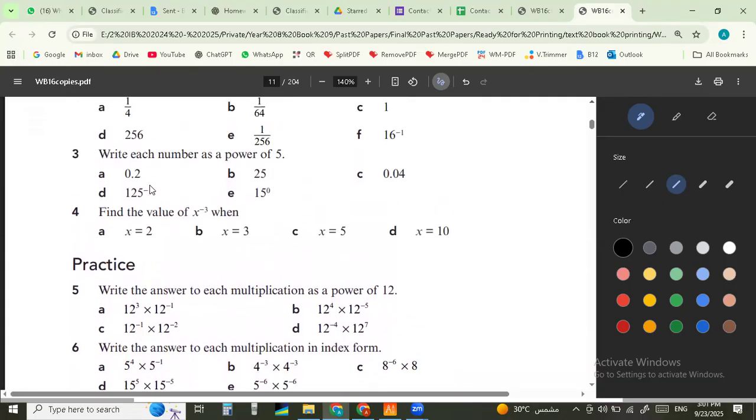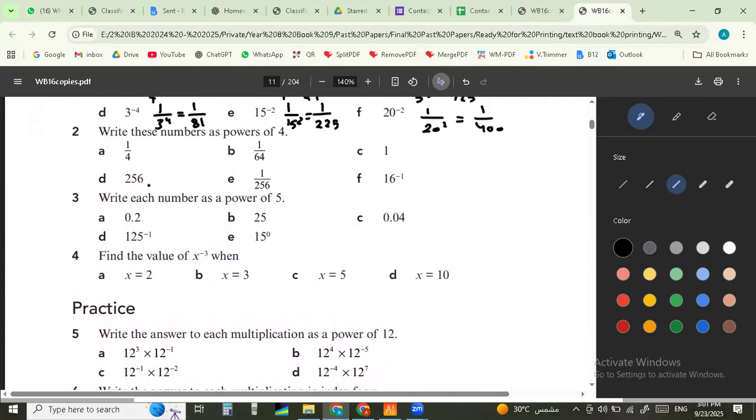All right, it says to write these numbers as a power of 4. Once you see the words as a power of 4 or of 2 or of 5, it means that they wanted this number to be the base. So this means that they wanted 4 to the power of what? And here they wanted 4 to the power of what? And so on. 4 to the power of what? All of them, we wanted the base to be 4.